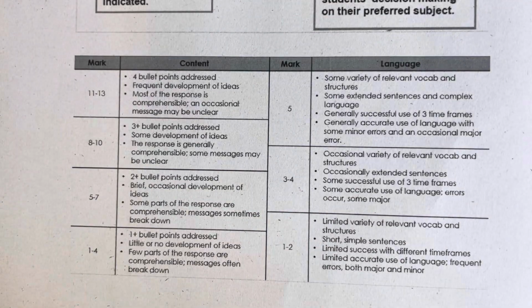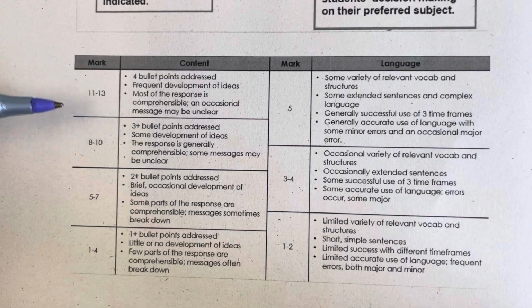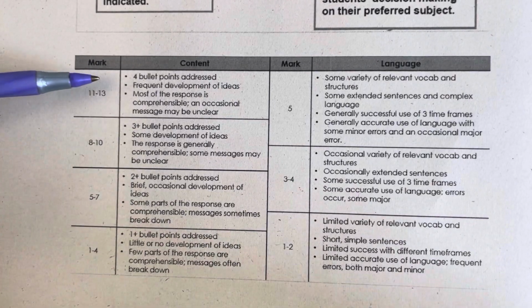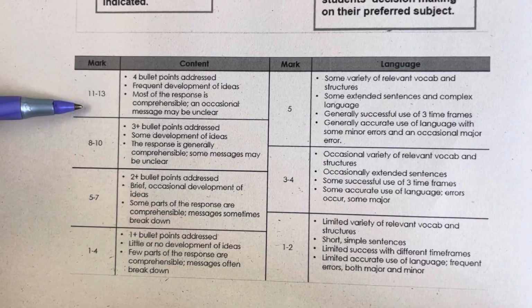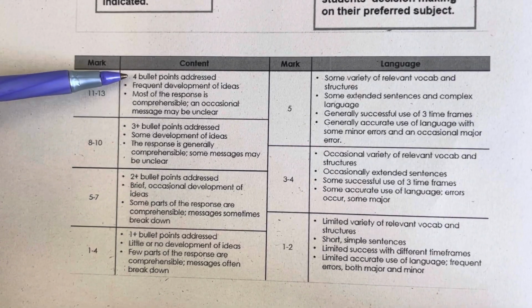Let's take a little look at this grid just to get an idea of the types of things you are being asked to do to get full marks in this task. Okay, let's look up here to start with. An examiner will always allocate you your content marks by looking at this grid. To get between 11 and 13 marks, you must address all 4 bullet points.